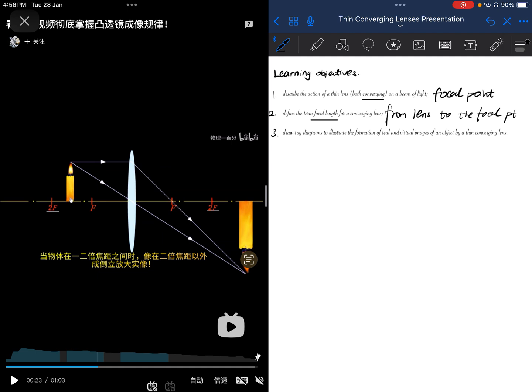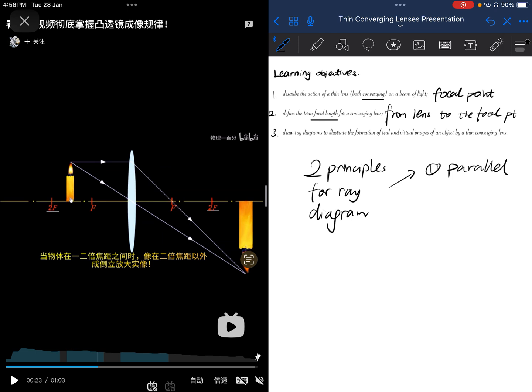Number three, draw ray diagrams to illustrate the formation of real and virtual images of an object by a thin converging lens. So I'm going to summarize that in my opinion, there are only two principles. Okay, two principles for ray diagram. Number one is called parallel. What do I mean by parallel?